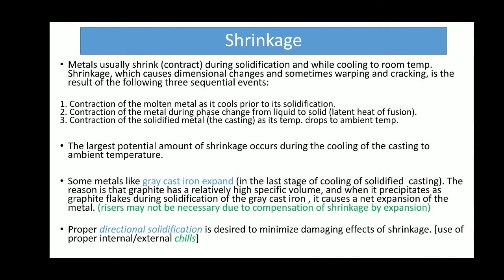So first, contraction of molten metal as it cools prior to its solidification. Next, contraction of the metal during the phase change from liquid to solid, during which latent heat of fusion is given off. And contraction of the solidified metal, that is the casting, as the temperature drops to ambient temperature in the solid state itself. Out of these three stages, the largest potential amount of shrinkage occurs during the cooling of the casting to ambient temperature, that is, during solid cooling.